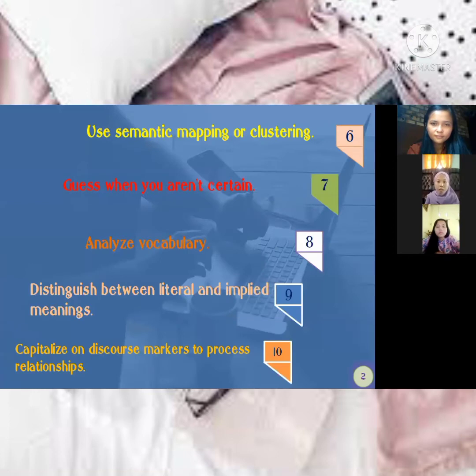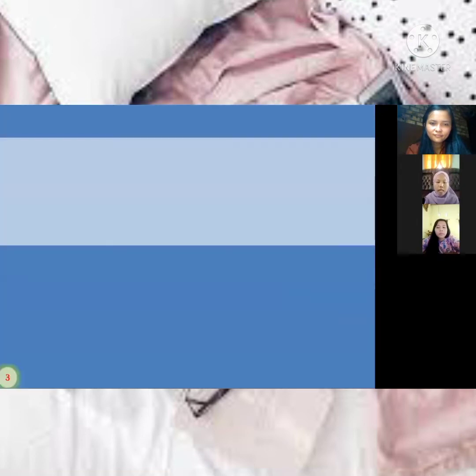Use semantic mapping or clustering. Guess when you aren't certain. Analyze vocabulary. Distinguish between literal and implied meaning. Capitalize on discourse markers to process relationships. The first material will be explained by Destri Sihita.